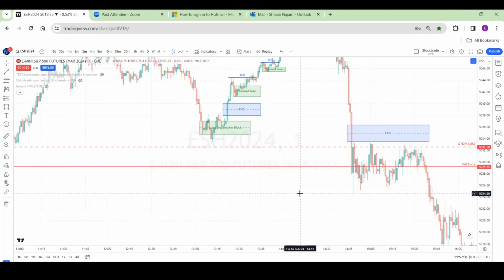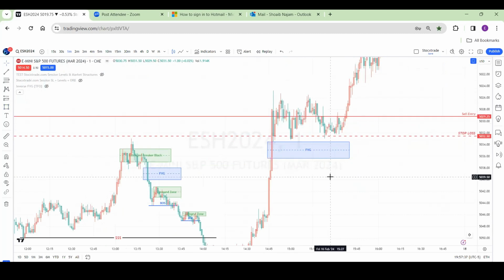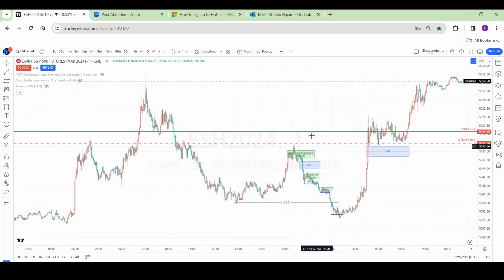Okay, let me flip this chart. For flipping, you can use Alt I. Alt I is the flip. Okay, where is the liquidity?